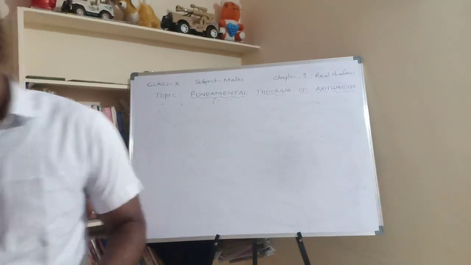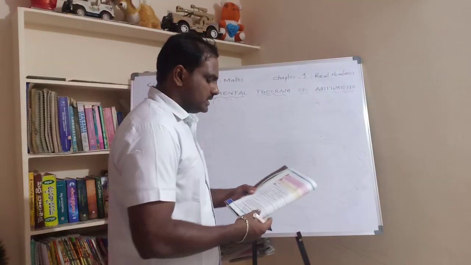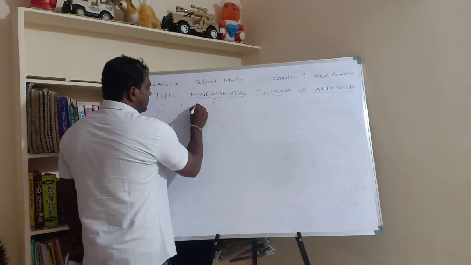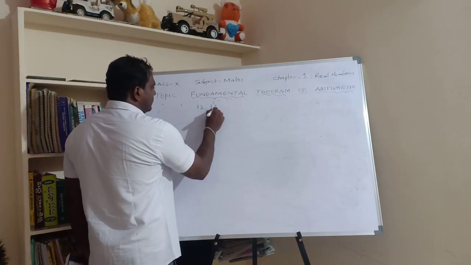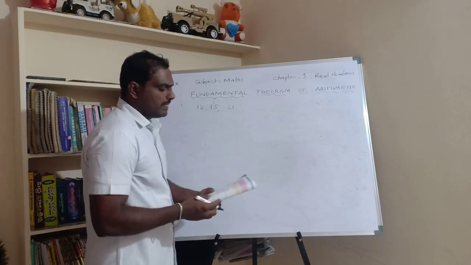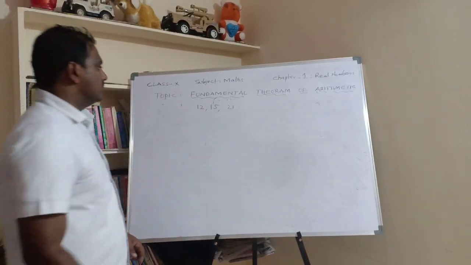Next question, next concept. I'll give two more. The second one also you have to finish tomorrow. I'll tell the first question. Find the LCM and HCF of 15, 12 and 21 using prime factorization. Right? So how to do?